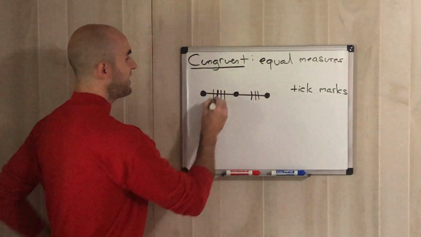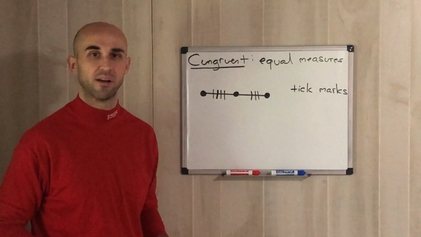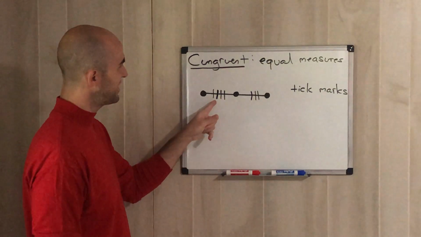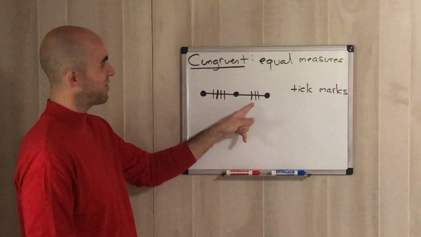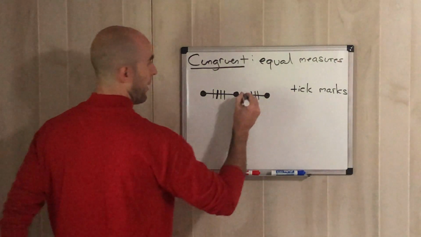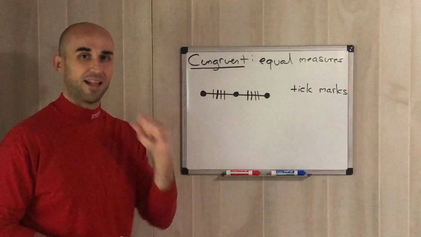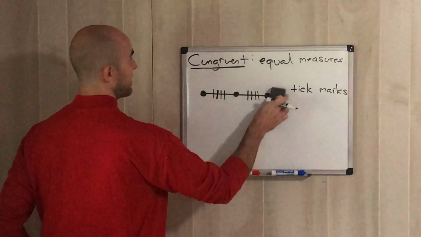Now, if this has 4 and that has 3, they're not congruent, because in order for it to be congruent, in order for it to be equal, if one has 4, the other one has to have the same amount. So since this has 4 and that has 3, it's not congruent. But if I put an extra one there, and that has 4 and that has 4, that's congruent. That's all congruent means, guys. It just means exactly the same.